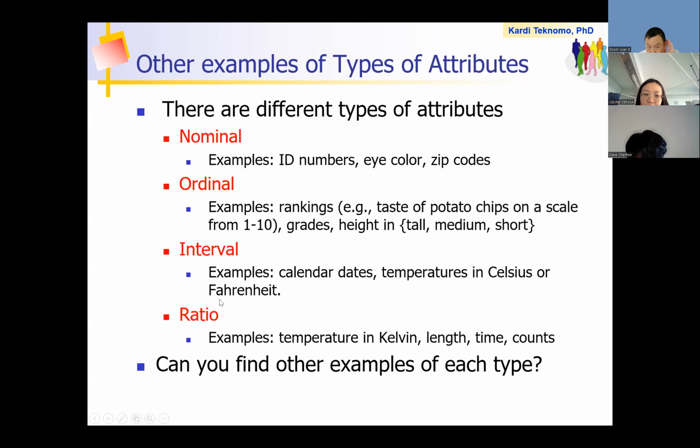So ratio or interval. Both are quantitative, so you can select one. Ratio type. Ratio is actually easy. Anything with units. Anything with a unit of measurement.